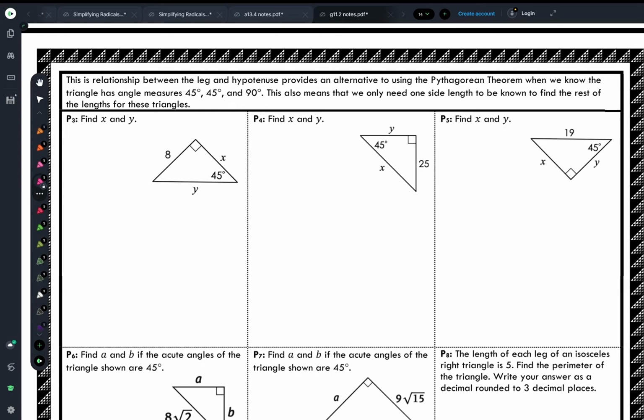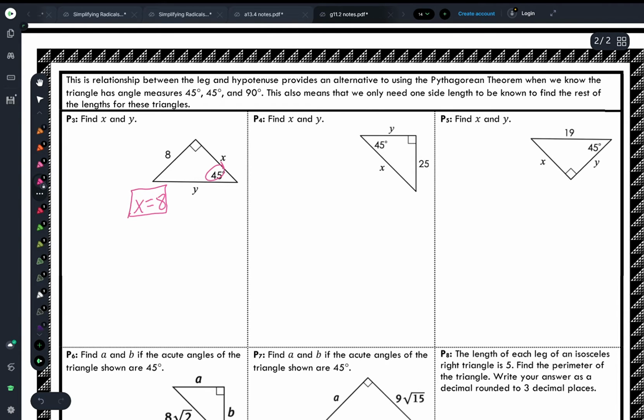In problem number 3, we are given that one of the legs is of length 8, and we want to find the other leg x, and then we want to find the hypotenuse y. This is a 45, 45, 90 triangle because it has a 45 in here. The other one has to be 45. So we know in these types of triangles the legs are equal. So x is also a leg, and we know the other leg is 8. So x is also equal to 8.